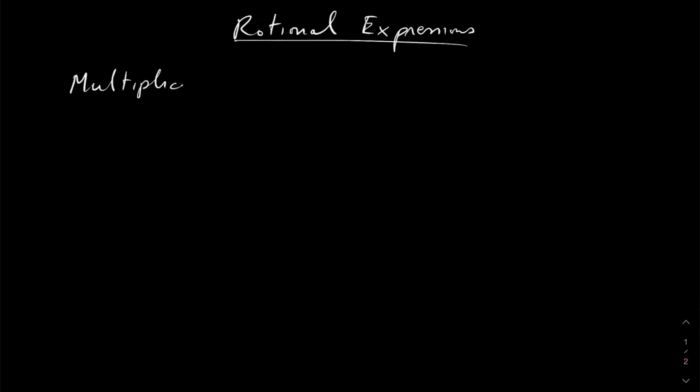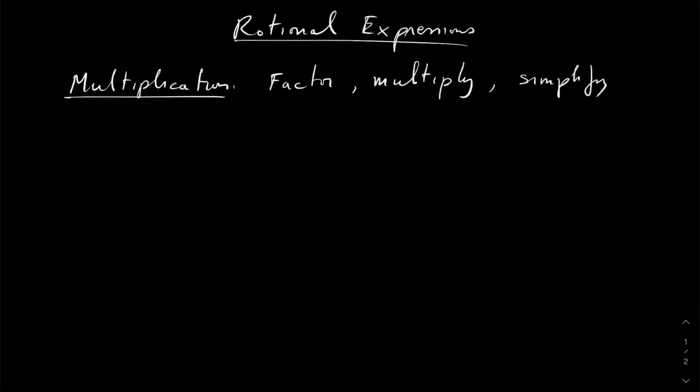So the first thing we're going to do is multiply them. We can multiply rational expressions in 3 steps. The first one is to factor the numerator and denominator. Second step is to multiply numerator and denominator across. And then the third step is to simplify. And so let's jump into some examples.